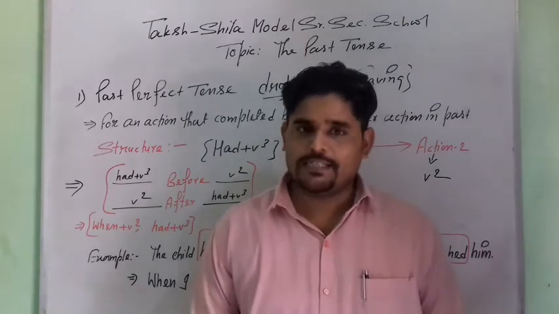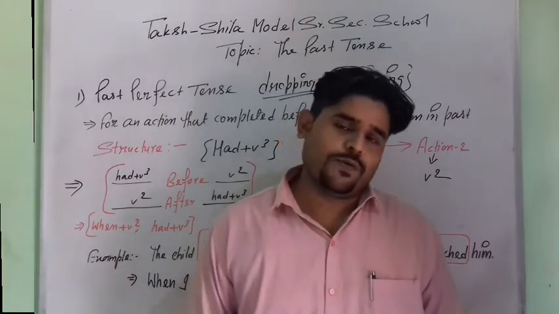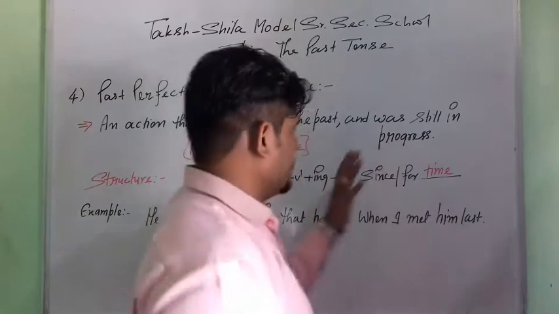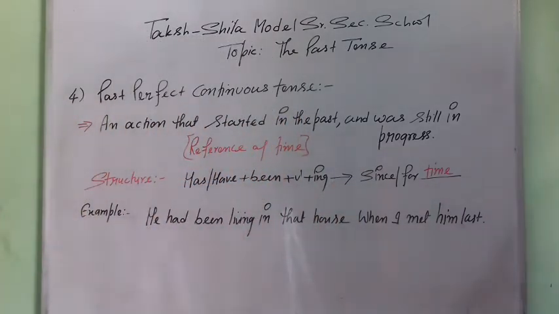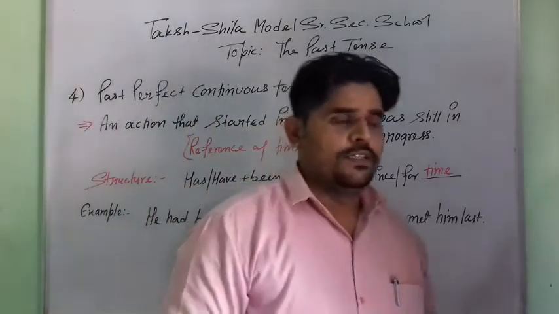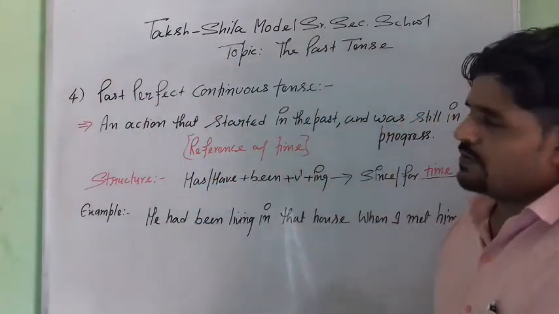Now we have the last and the remaining one, that is past perfect continuous tense. Okay students, now we have the last tense, and this last tense, for tense number 4 of the past, is past perfect continuous tense, right? So students, what is the difference between past continuous and past perfect continuous?